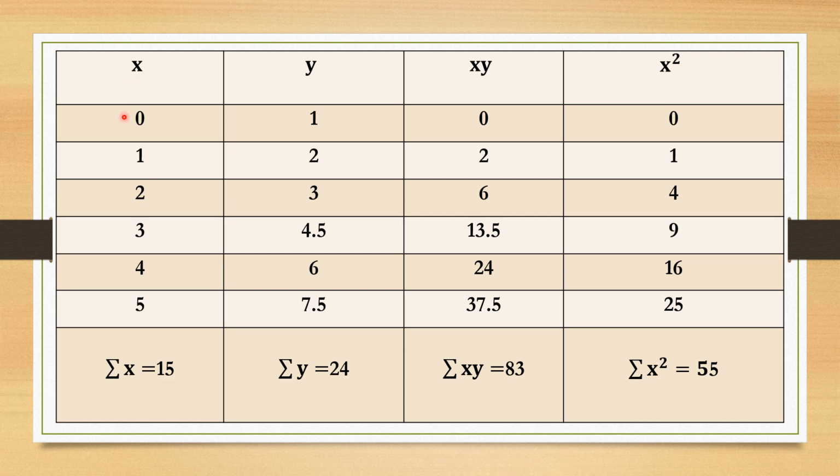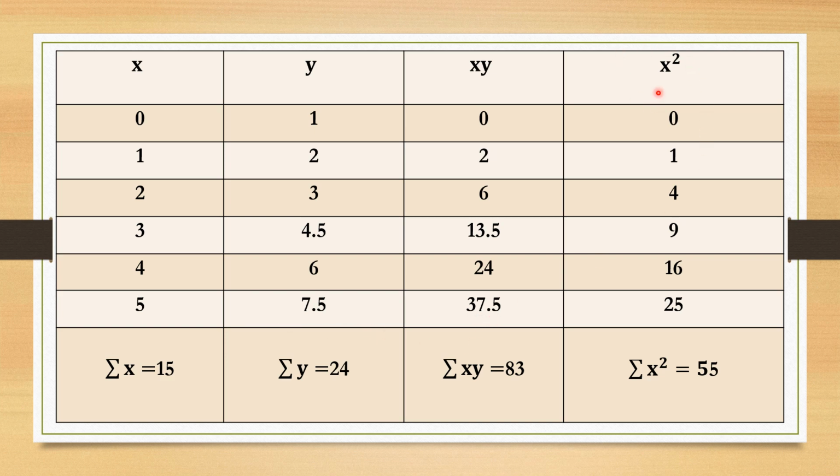X values are known, so we will write that as the first column. Y values, we will write that as the second column. Next column is x into y. So multiply the values of x and y. 0 into 1, that is 0. 1 into 2 is 2. 2 into 3 is 6. 3 into 4.5 is 13.5. 4 into 6, 24. 5 into 7.5 is 37.5.